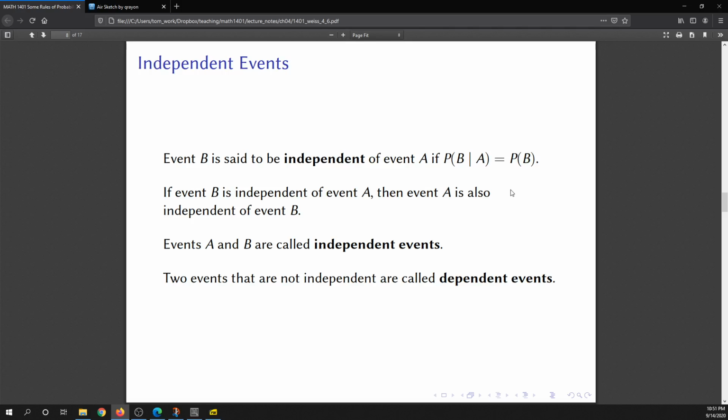What that means is that basically the occurrence of A really has no effect on whether the event B occurs or not. If event B is independent of event A, then event A is also independent of event B. Generally, we'll say that the events are independent events. Two events that are not independent are called dependent events. The first thing that we're going to do is to look at some events and try to determine whether they are independent or not independent.